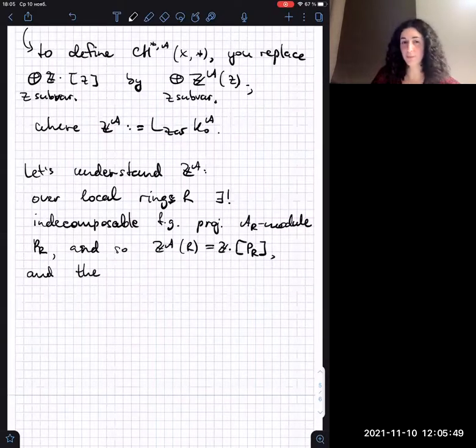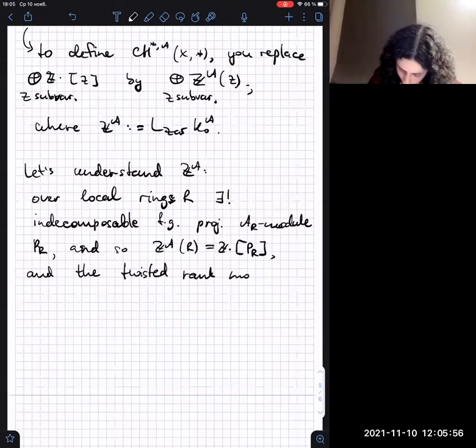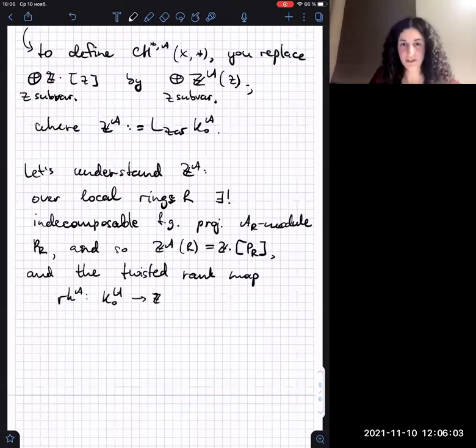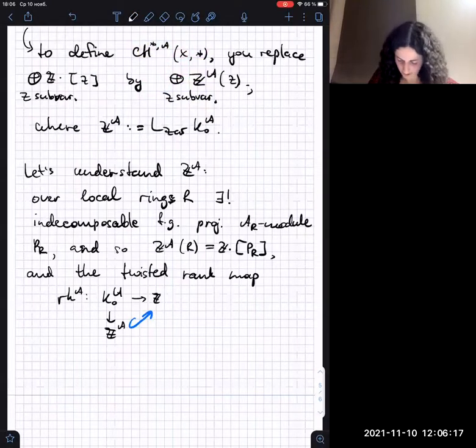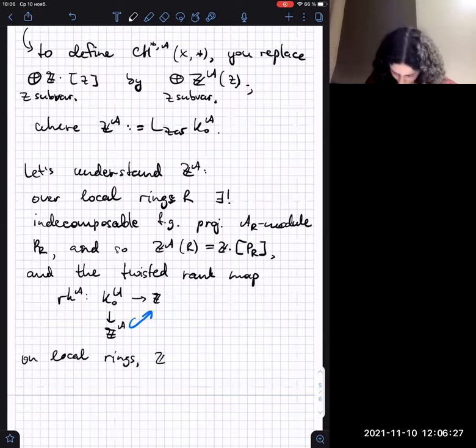There is a twisted version of the rank map. It goes from twisted K0 to Z. So it factors through this sheafification, and here it is an inclusion, a subsheaf inclusion, which we can again understand explicitly on local rings. On local rings, this inclusion is the subgroup generated by the index of this, what's my algebra?